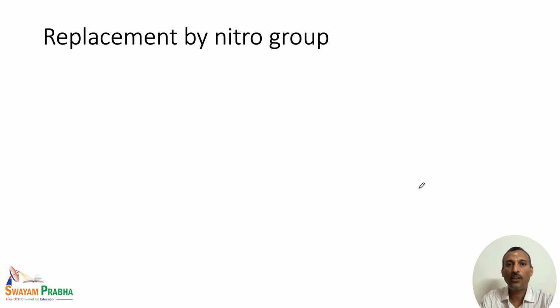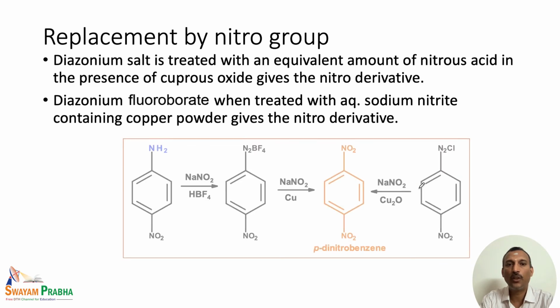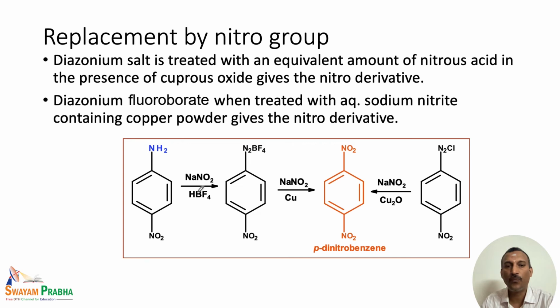The next one is replacement by the nitro group. Diazonium salts are treated with sodium nitrate and HBF4, which produces the corresponding diazonium fluoroborate salt. This, on treatment with an additional equivalent of sodium nitrate and copper, produces the nitro derivative. So this is one way of preparing the nitro compound.